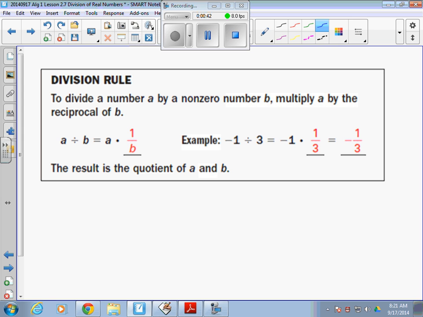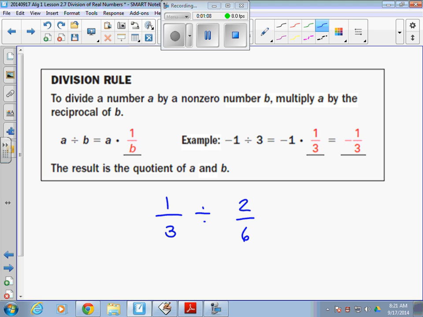The division rule is to divide a number A by a non-zero number B, multiply A by the reciprocal of B. So the division rule means in order to divide something, you change it to multiplication. With fractions, it's easy. Like, for example, 1 over 3 divided by 2 over 6. And I know that's not a simplified version, but that's okay.